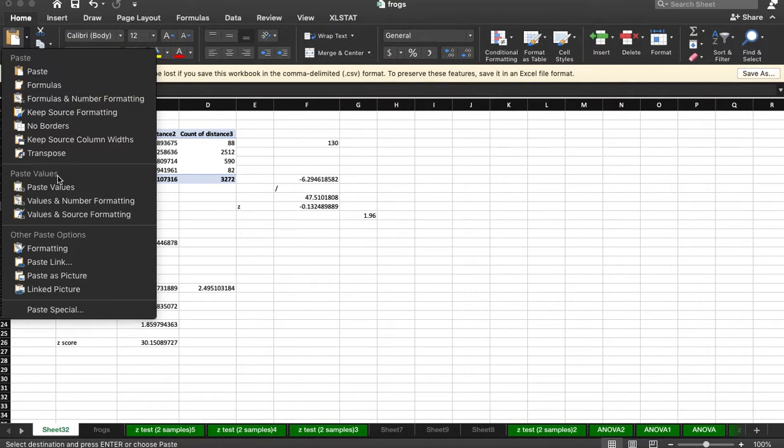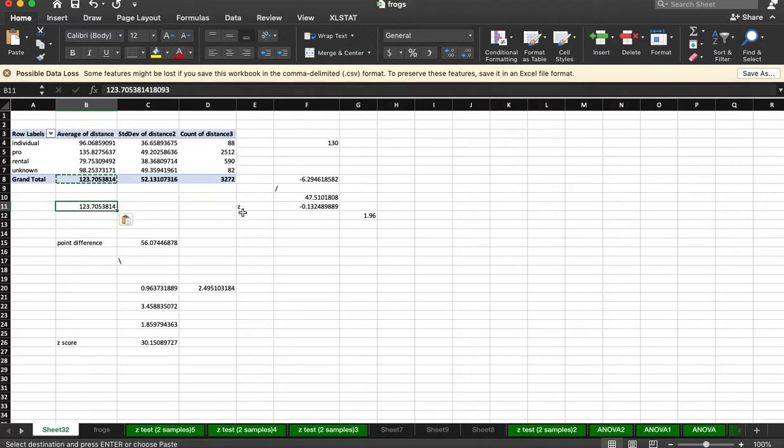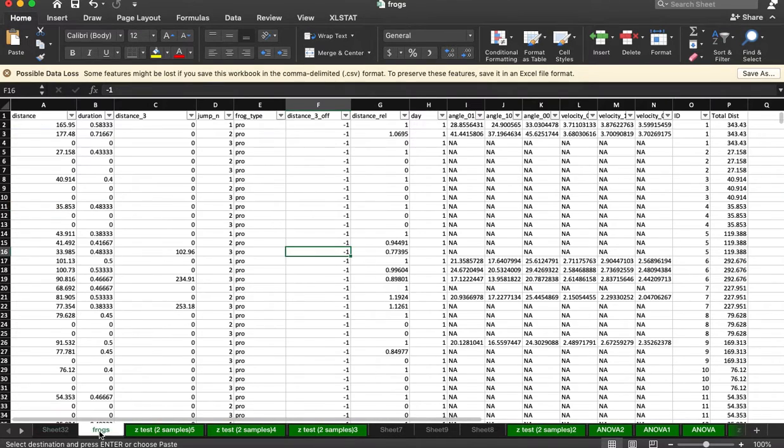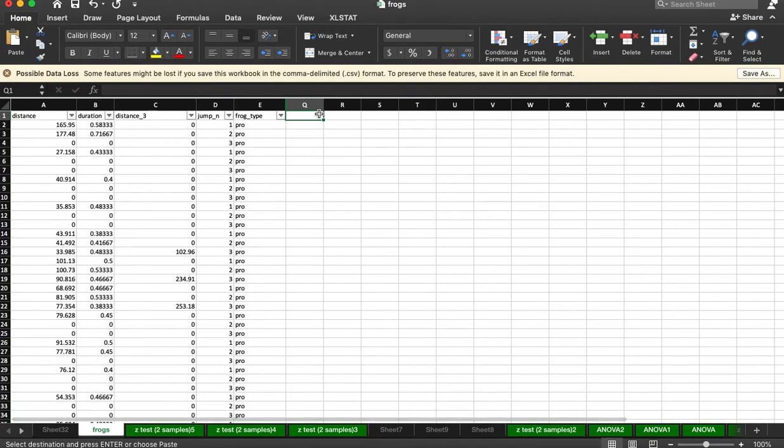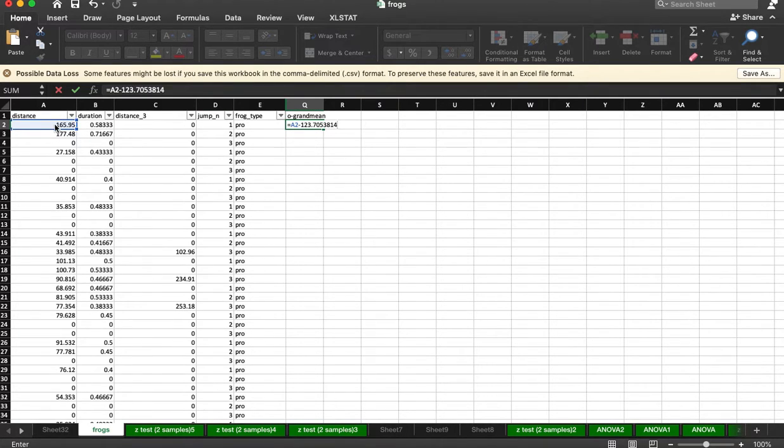I'm just going to paste it here so I've got it. So it's 123 centimeters. So what I need to do first is, I'm going to go ahead and hide those. This is going to be the observed minus the grand mean. So that is distance minus the grand mean. Right, I'll do that for all of them.